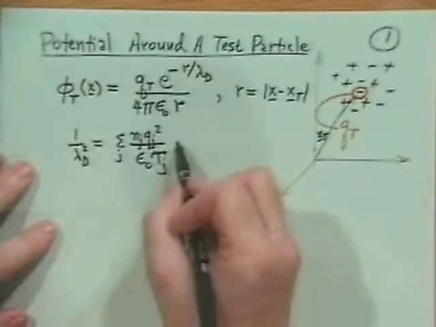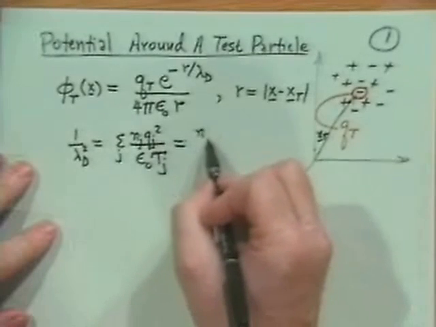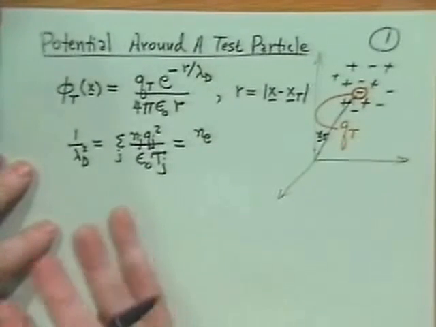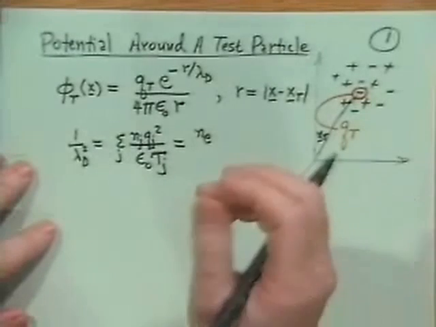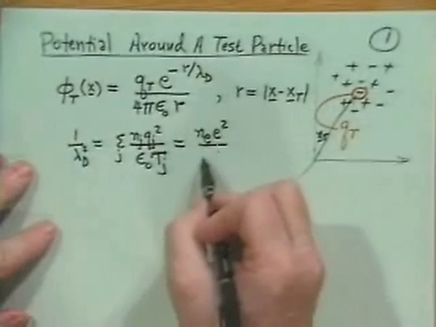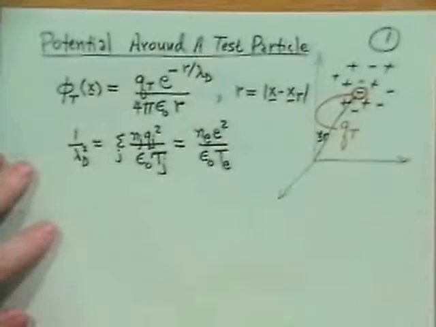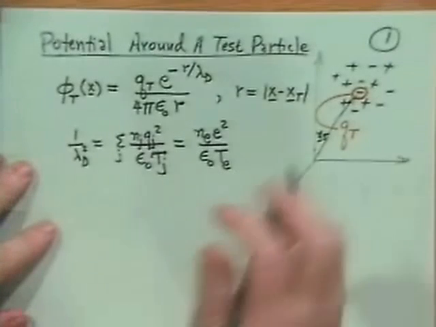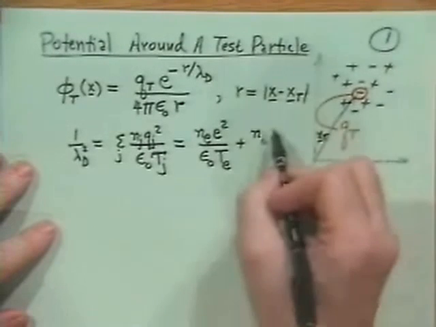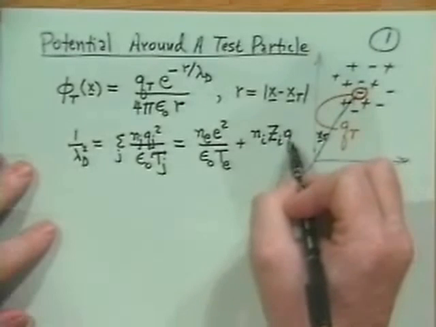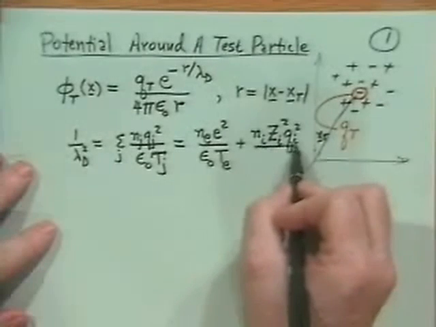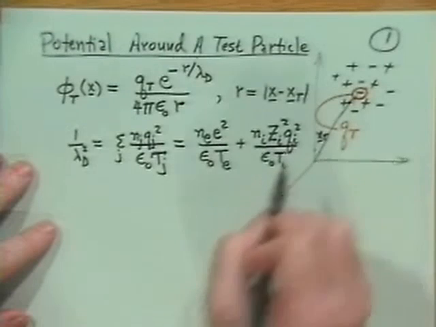Well, by sum over species, what we mean is that this will become the electron density. By the way, that's the free electron density, not neutral, not ones that are bound into atoms. So it's the free electron density times the electron charge, e squared, divided by epsilon naught T_e. But the sum over species says I have to do the same thing for ions, which are N_i, some ion density, times Z_i, however many charges they have on them, squared, divided by epsilon naught T_i.